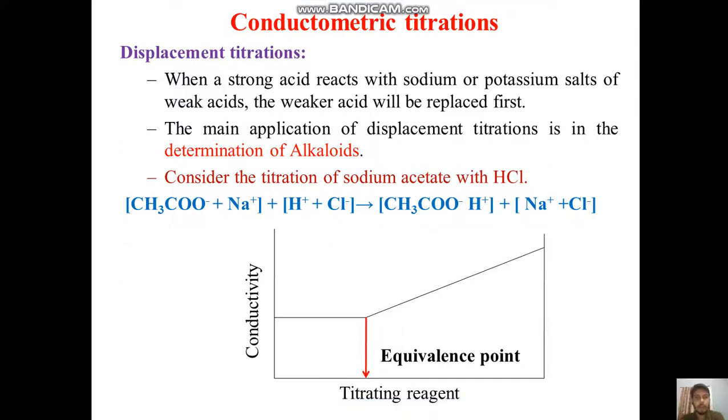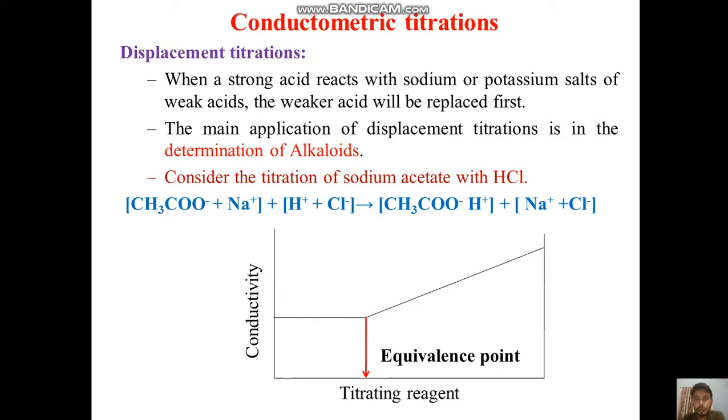Hello everyone. In my previous video I have already explained acid-base titration. It is of four types: strong acid with strong base, strong acid with weak base, weak base with strong acid, and weak acid with weak base. Four types are there. Now we have displacement titrations.